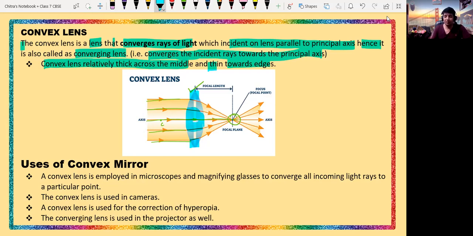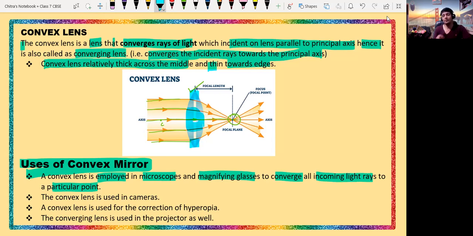Now we are going to discuss the uses of the convex lens, where it is going to be used. The convex lens is employed in microscopes and magnifying glasses. It is used for designing microscopes and magnifying glasses to converge all the incoming light rays to a particular point, so that all the light rays incident on the lens converge at a single point. In order to converge the incident rays, the convex lens is used.